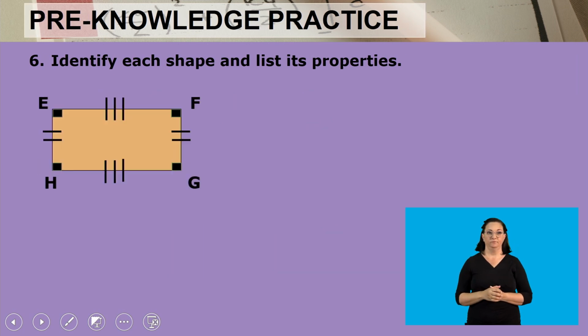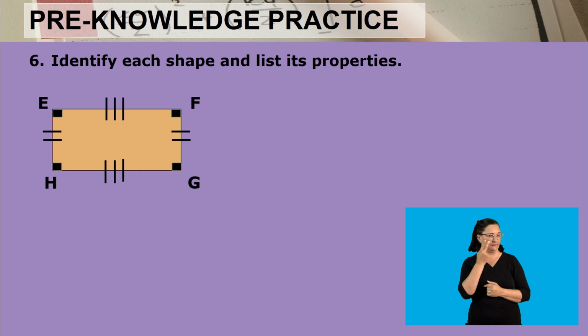Let's look at the third one, which has different markings than the first one. What you would notice is that on side EH we have 2 markings and side FG has 2 markings as well. So that means these are opposite sides, and therefore these are the sides that are equal. So the opposite sides are equal.